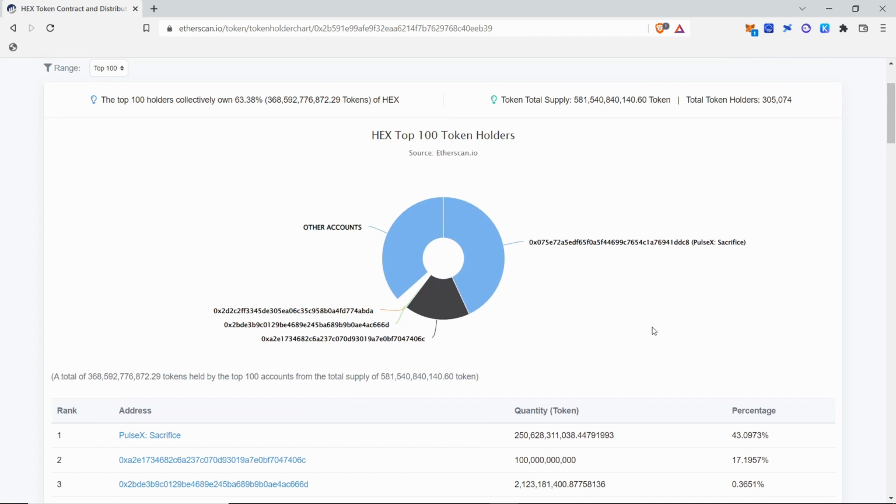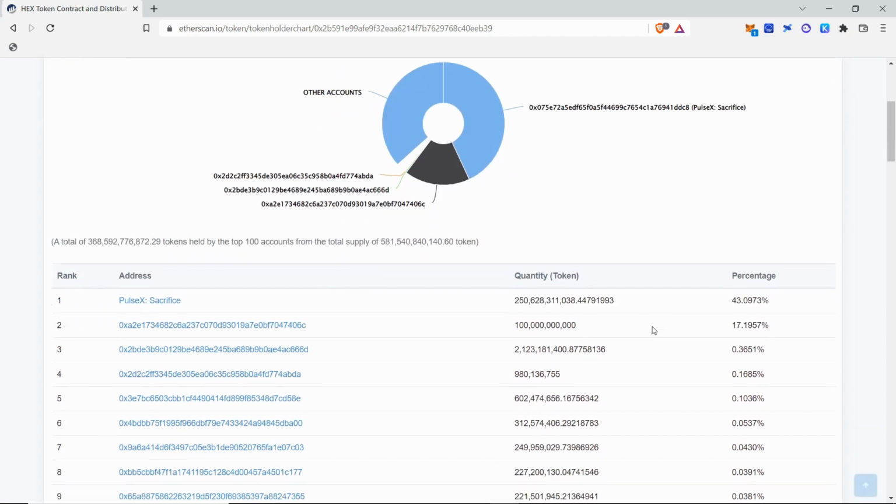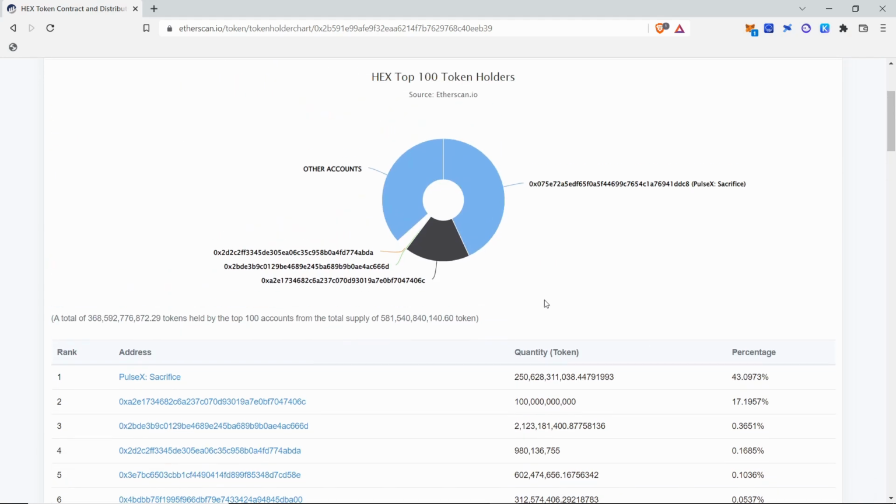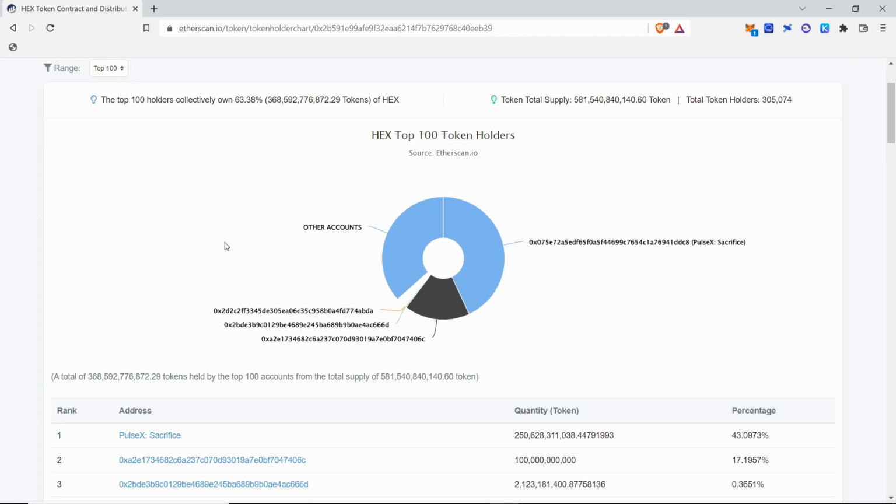This already tells you a lot, right? If the tokens are concentrated, it could mean bad things, because if those guys decide to sell, it's going to dump. If a lot of the token is sitting on exchanges, that could mean it's a bad thing, because people are either looking to sell or they're in for the short term and looking to dump quickly.